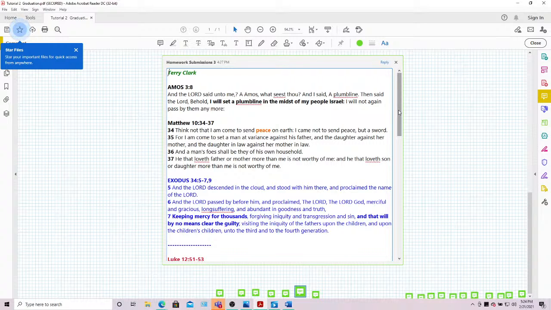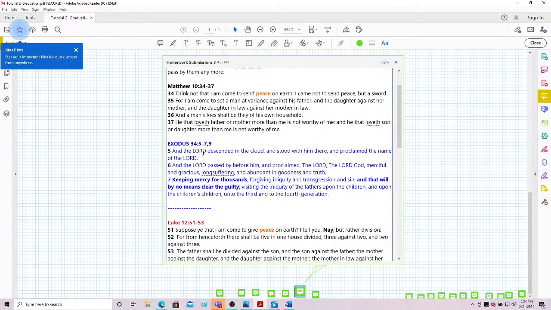And then, she also ran Exodus chapter 34, verses 5, 7, and 9. And the Lord descended in a cloud and stood with him there and proclaimed the name of the Lord. And the Lord passed before him and proclaimed the Lord, the Lord God, merciful and gracious, long-suffering and abundant in goodness and truth, keeping mercy for thousands, forgiving iniquity and transgression and sin, and that will by no means clear the guilty, visiting the iniquity of the fathers upon the children and upon the children's children unto the third and fourth generation. So by no means is clearing the guilty.